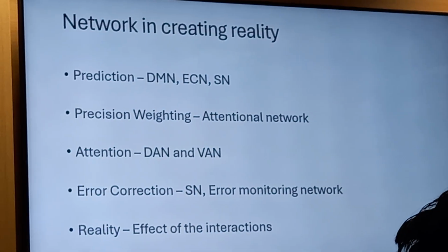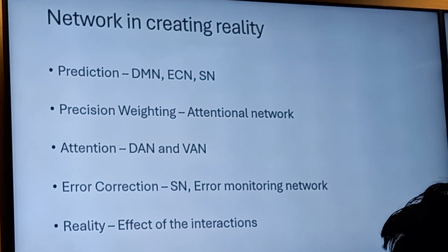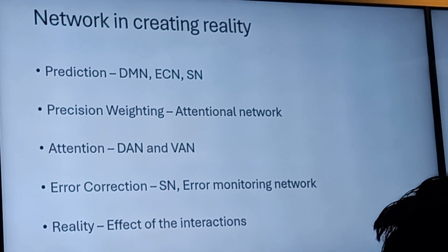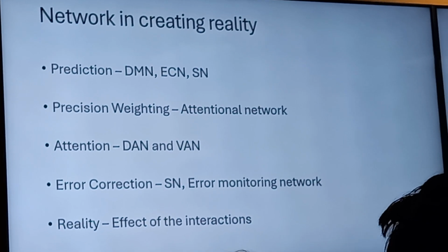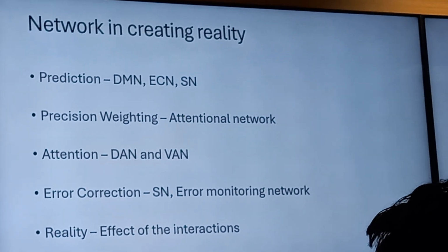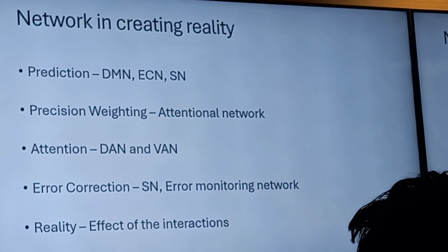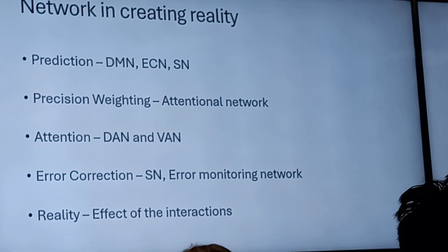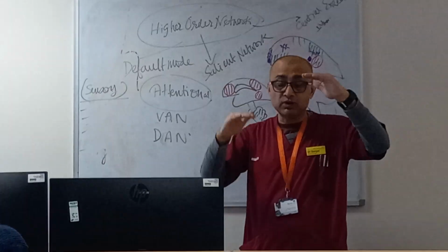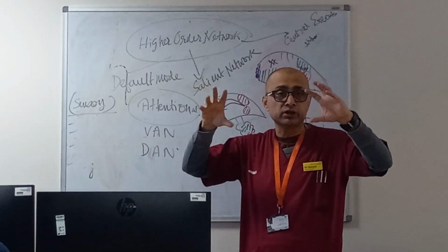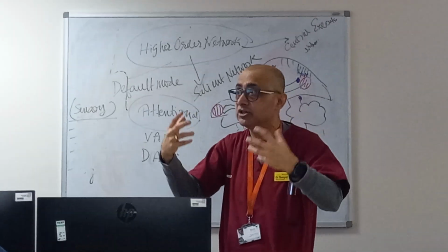So in terms of networks, for prediction, three networks are important, which we have discussed: the higher order default mode network, the central executive network and the salience network. So again, in a normal situation, you are flipping between these, either the default or the central executive and salience network is doing it. So that's creating the prediction.